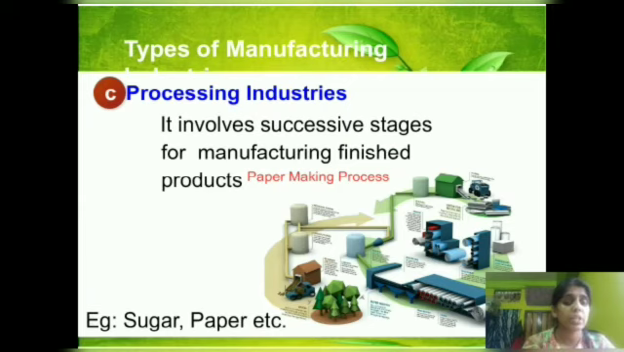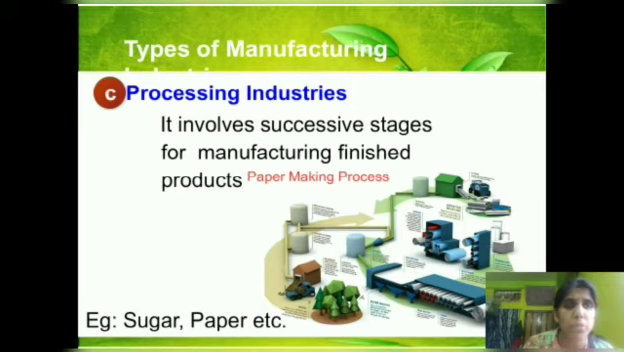Moving to the next category, we have the processing industry. It involves successive stages for manufacturing the finished product. For example, sugar, paper. It's not done in one stage. There are successive different stages. So they will slowly and steadily manufacture from one stage to another, then another stage to another, and then finally make your paper or sugar.